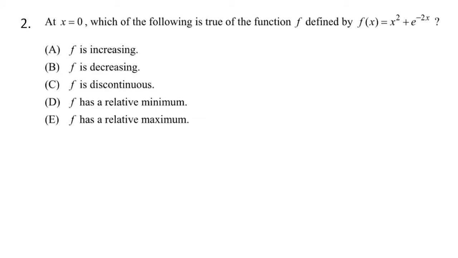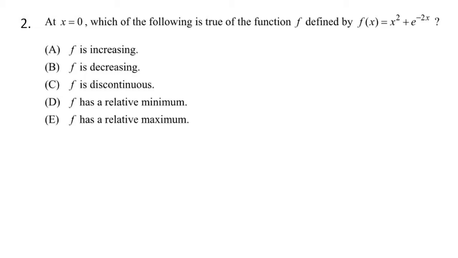Okay, for our next problem: at x equals 0, which of the following must be true of the function defined by what we're given, which is a bunch of mess. Let's look at our answer choices. Notice we're talking about increasing, decreasing, discontinuous, relative min, relative max. So it would be a good idea to find f prime and see what's going on with f prime at 0, and that should help us.